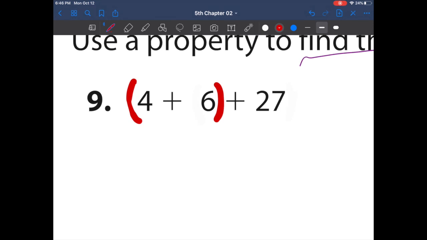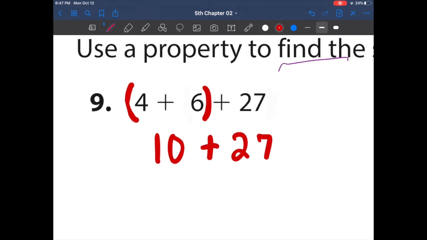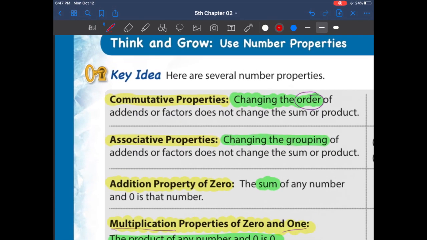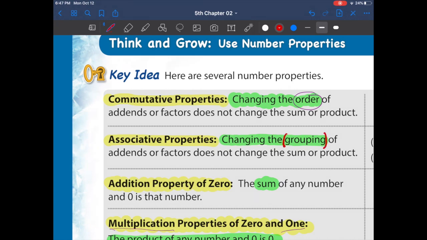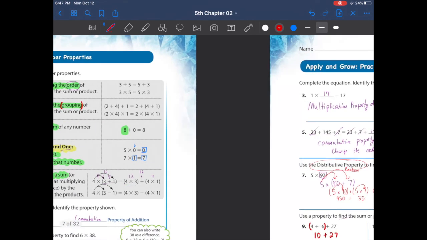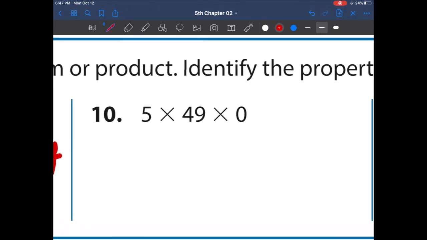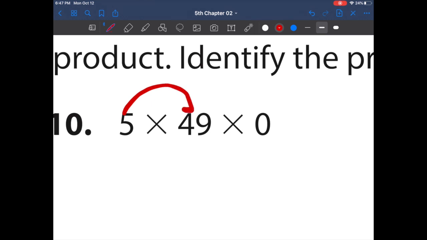Why do you think I did 4 plus 6? Well, if we know our addition properties, I know 4 plus 6 is what? 10. That's an easy number to add. And then adding 10 to numbers is super easy, right? So 10 plus 27 is 37. Which property was this one? When I can change parentheses, that's going to be the, let's go back and look really quick. So change the groupings. When we change the groupings, those are parentheses. So that is the associative property. All right, the associative property.